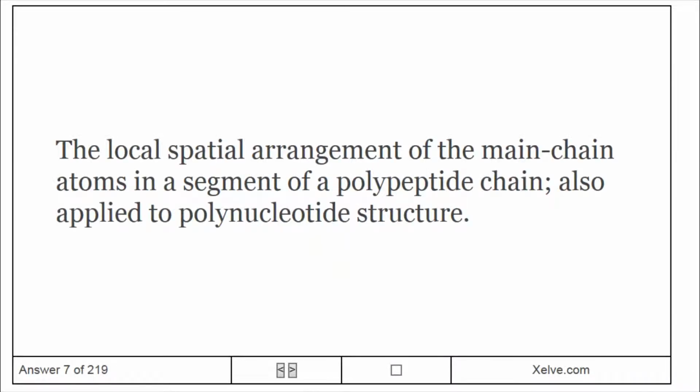Secondary structure. The local spatial arrangement of the main chain atoms in a segment of a polypeptide chain, also applied to polynucleotide structure.